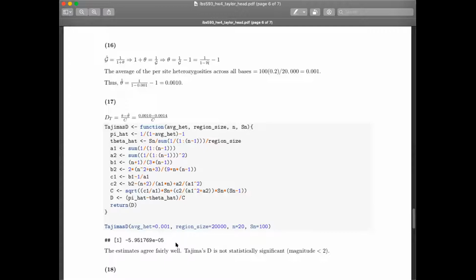So okay, let's talk through this to get to the right answer. So Tajima's D is supposed to be a test to ask whether when I estimate theta two different ways, are they the same or are they different? So pi hat is my estimate of theta from heterozygosity. Theta hat is my estimate of theta from the number of segregating sites. And Tajima had in mind the idea of trying to make a statistical test by trying to make this thing look like a Z statistic.